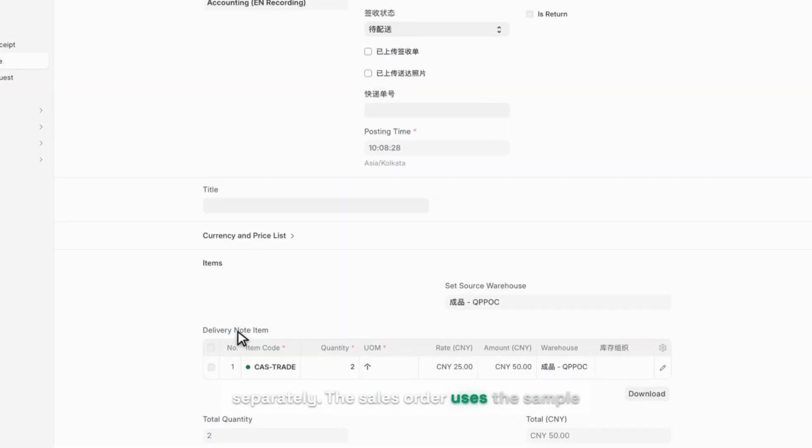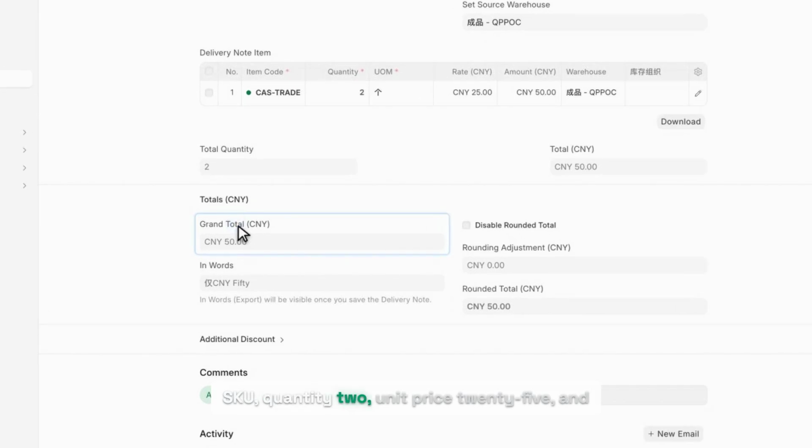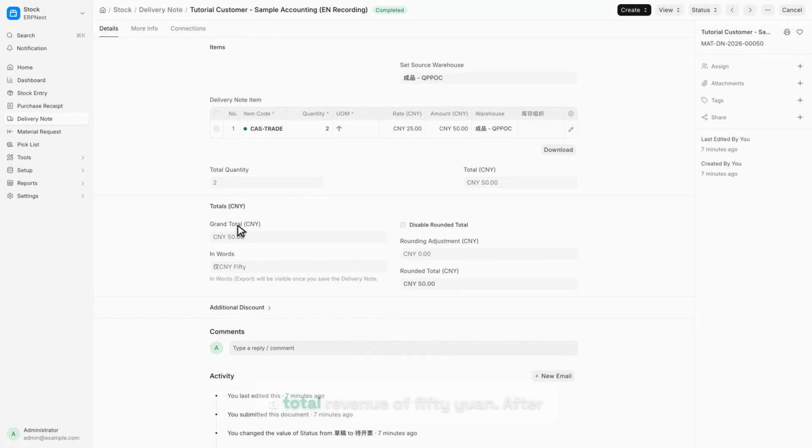Step 5. Sell 2 sample pieces separately. The sales order uses the sample SKU quantity 2, unit price 25, and a total revenue of 50 yuan. After delivery is submitted, sample inventory falls from 6 pieces to 4. The 2 delivered samples carry a total cost of 32 yuan. For this paid sample demonstration, revenue is 50, cost is 32, and the illustrative gross margin is 18.